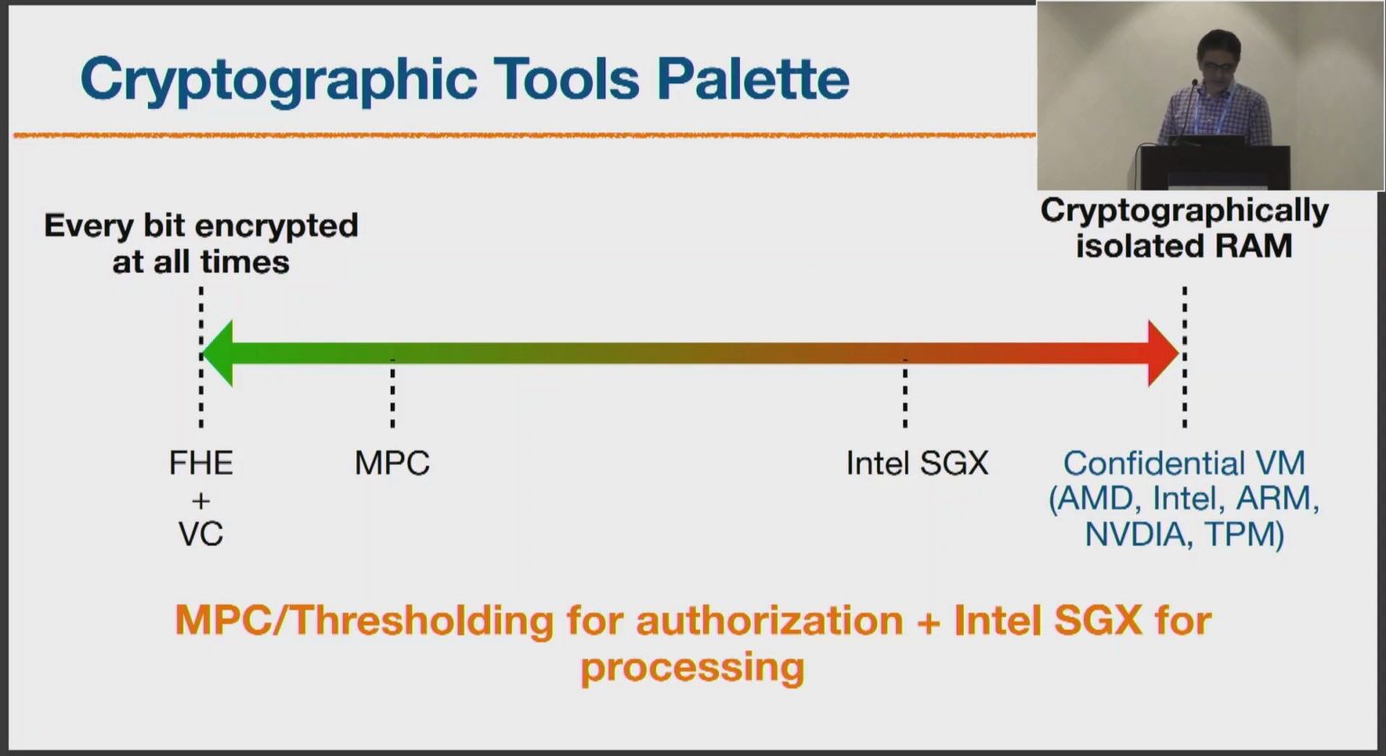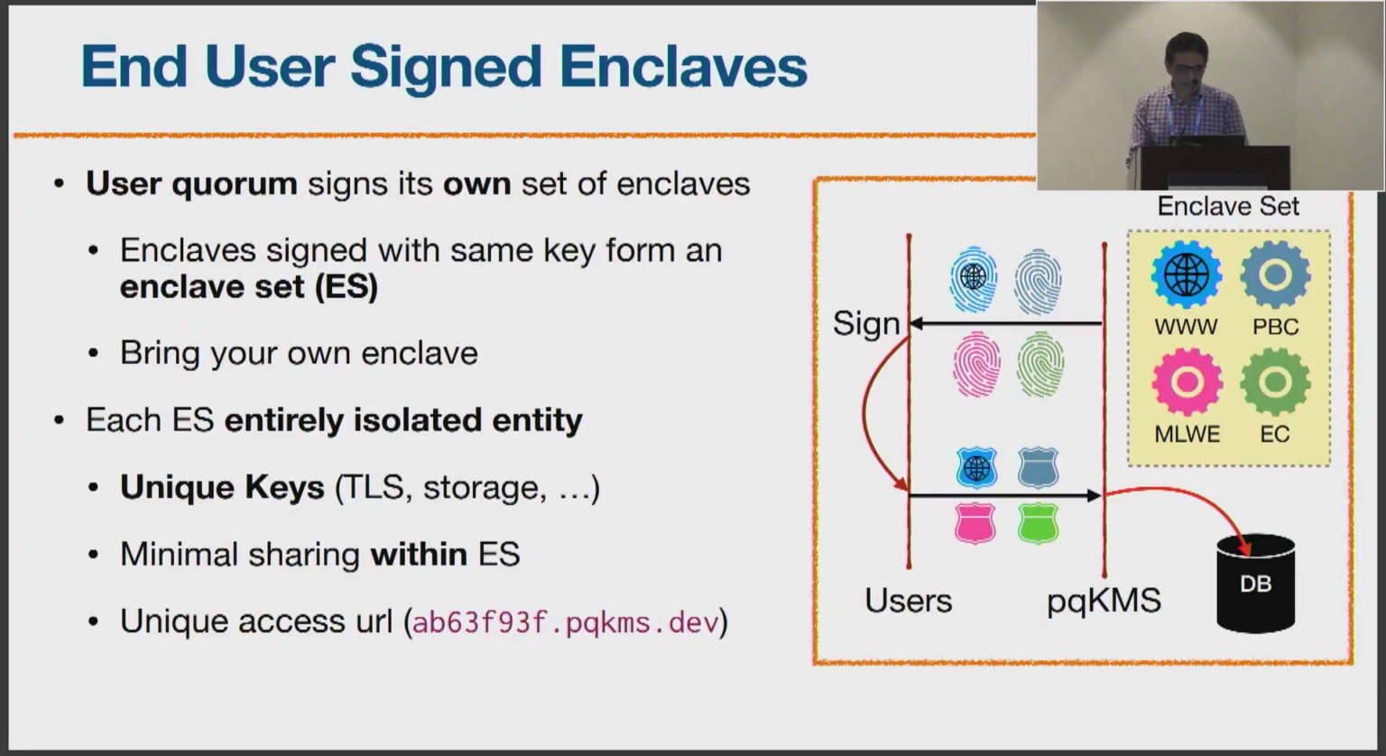So the solution approach that we have picked is to use MPC and thresholding for authorization, so that we can have fine-grained protection for each key, and use Intel SGX, which helps with composition and things like that. And so the way our system works is, the first thing that we wanted to do was, we did not want to have modules in the KMS which the user has himself not signed, or which the user itself has not verified.